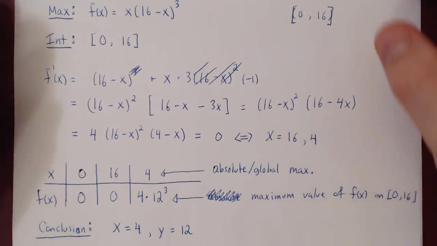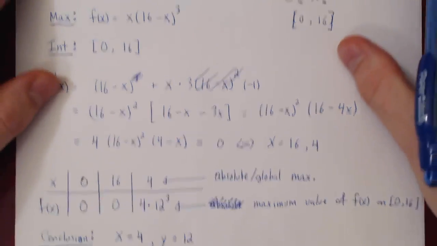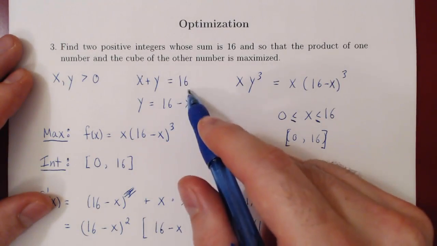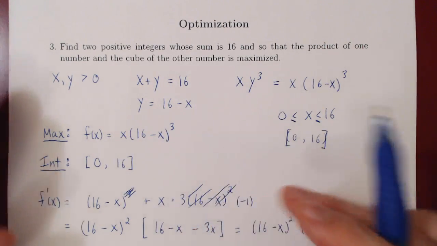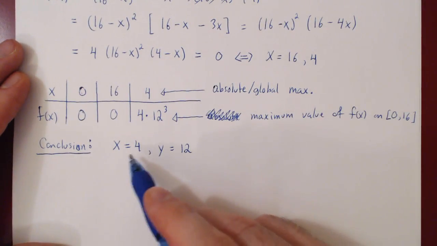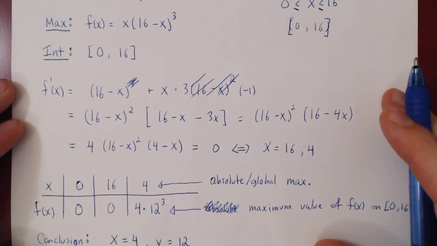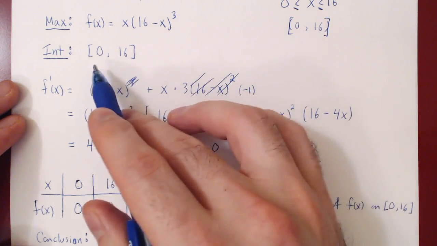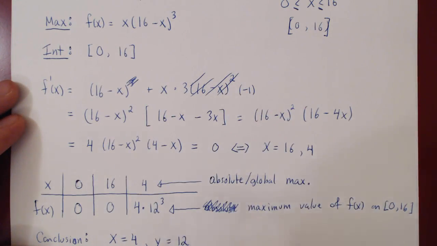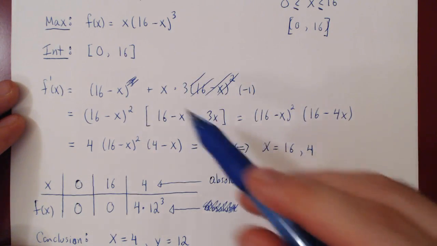And that's our conclusion. So if you're looking for two positive integers, x and y, where the sum is 16, so that the product of one with the cube of the other is maximized, the answer is that you have to choose the integers to be 4 and 12. And this is our conclusion. And you see, this is why it is so desirable to have a continuous function over a closed and bounded interval. Because to maximize and minimize it on the interval, we do not need to sketch the graph of the function.